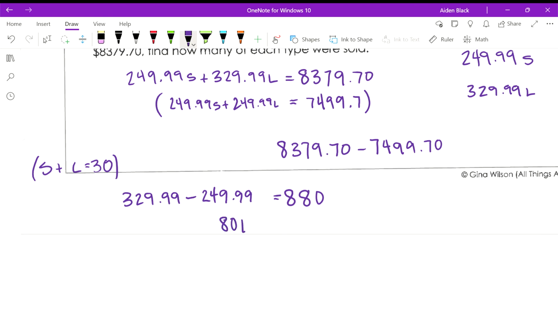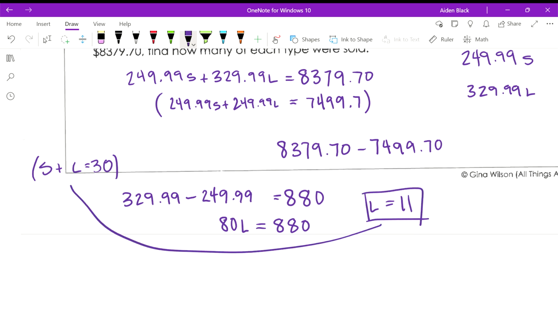So 80L is equal to 880. In which case, 880 divided by 80 would be 11. So 11 large lawnmowers are sold. And then we could just plug that back in here, so we know that the amount of small lawnmowers sold was 19. And I'm out of time.